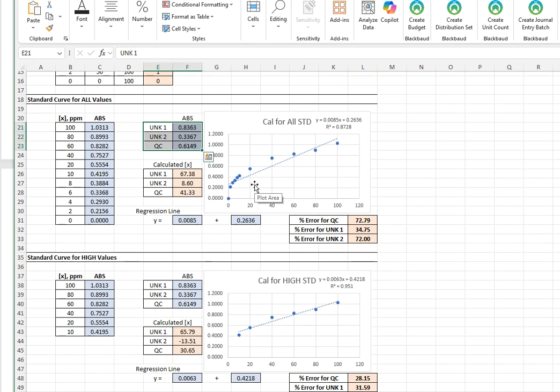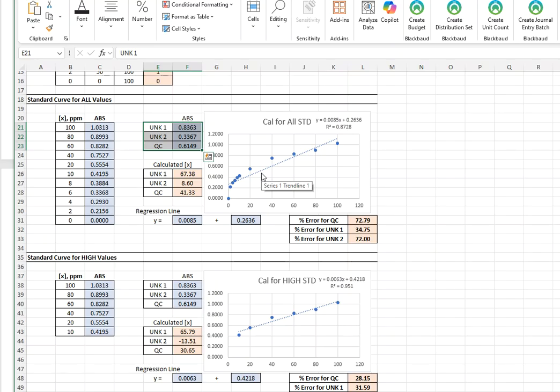So unknowns will be ran along with your standards. Those absorbance values will be plugged into the regression lines that get generated. So you're going to assume they are linear. Go ahead and do a linear regression line. Do a y equals mx plus b, and do what we've always done. Take the absorbance and plug it in for y and solve for x. I'm sorry, you solve for x for concentration.